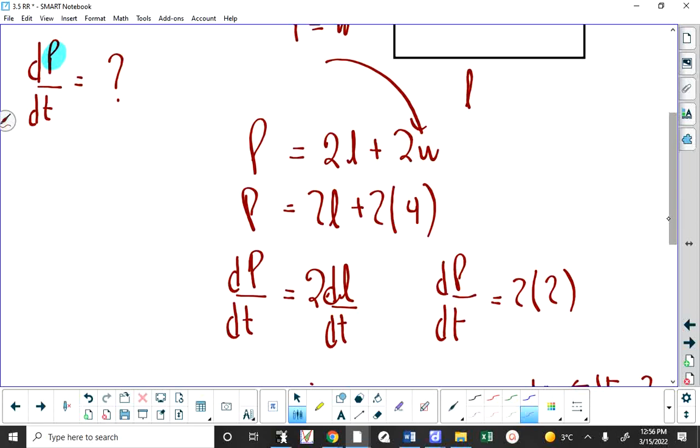Yeah. What I did is I differentiated the area equation and then found the rate of change of the width and then used that differentiated perimeter. And that's what I was alluding to. Yes, that works.